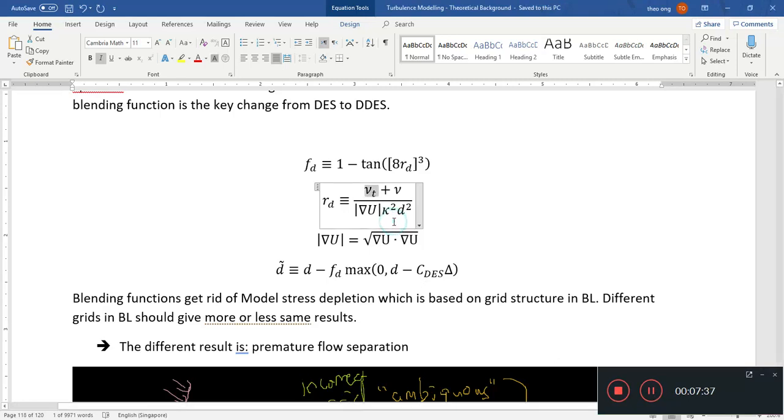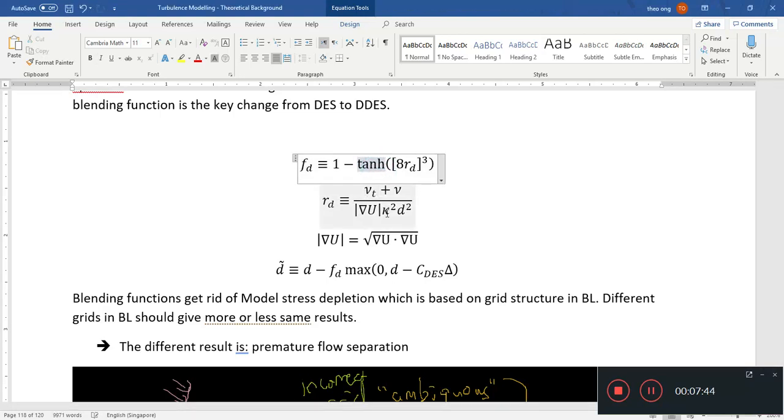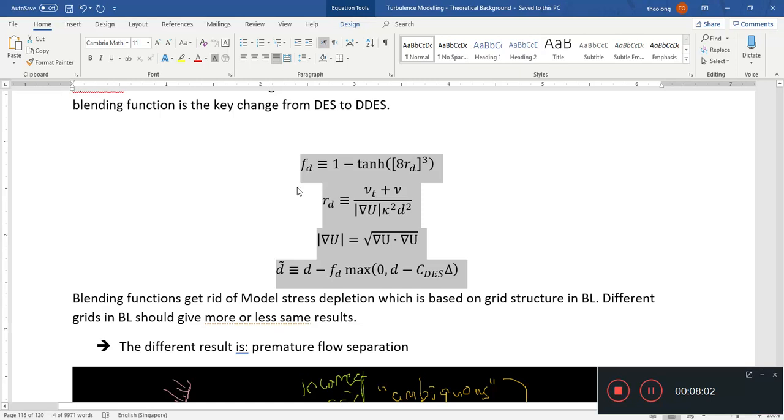Hold on, wait a minute, I made a mistake here. This is a hyperbolic tangent, this is not a tangent. So I just have to correct this. Okay, this is a hyperbolic tangent, not a tangent. Pardon the typo. Let's investigate the behavior of this and try to make some sense of it.